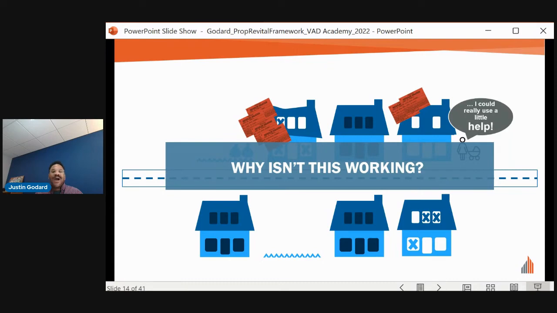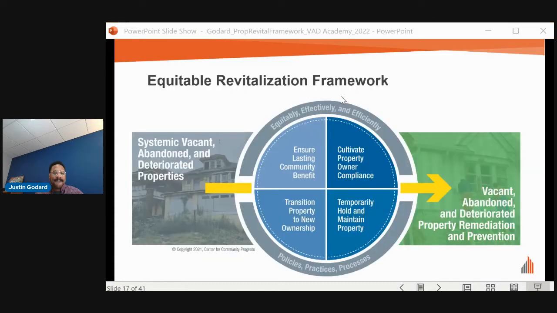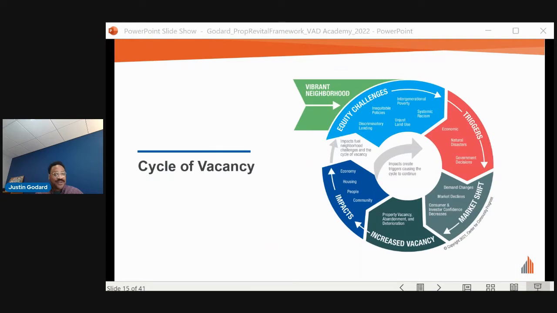But why didn't this work? To bring it full circle, this approach doesn't work because it does not address any of the vacancy cycle components which pull and keep properties in decline. It just provides a one-sided solution to a many-sided issue and doesn't address any of the equity issues. It doesn't address weak demand. It doesn't consider the nuanced needs of community members, and it often just creates more problems.